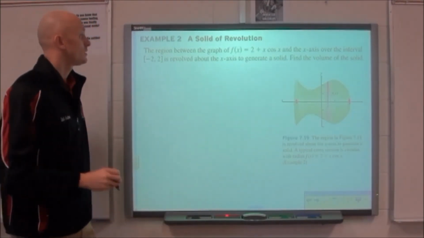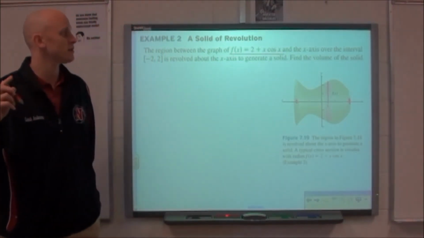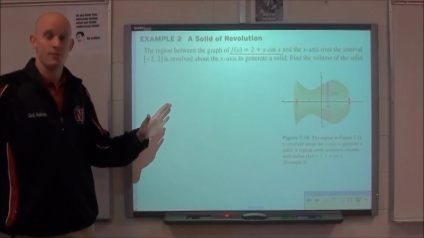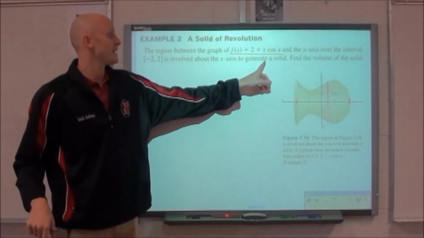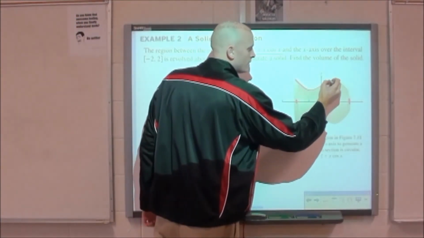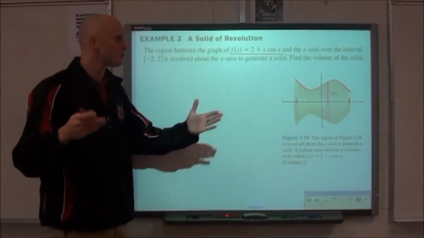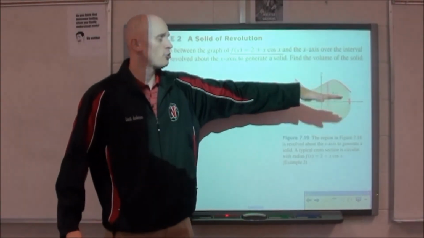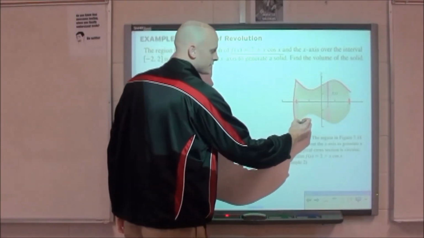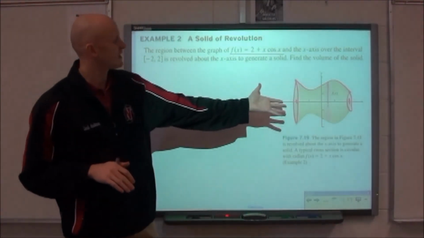So, taking a look, it says the region between the graph of f of x is 2 plus x cosine x, and the x-axis over the interval -2 to 2. Now let's break this up here just a minute. It's revolved around the x-axis to generate a solid. Our equation f of x from -2 to 2 is this curve. Now what we're doing is taking this curve and rotating it around the x-axis. When you rotate that around the x-axis, we are going to be creating some sort of solid shape. It kind of looks like a vase.